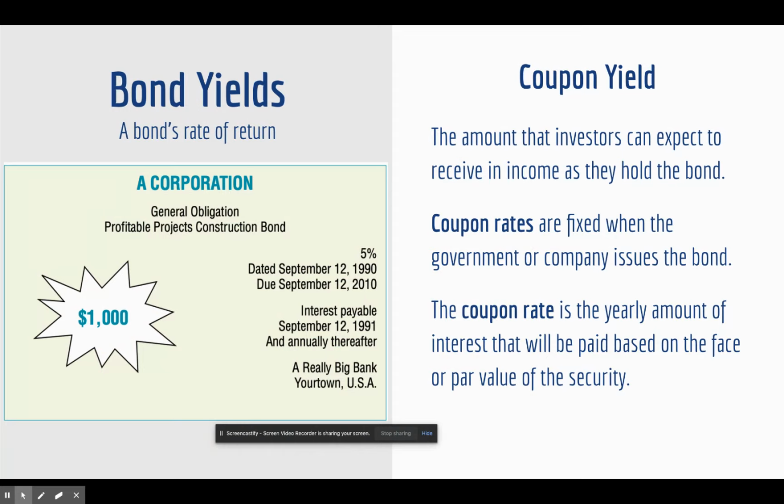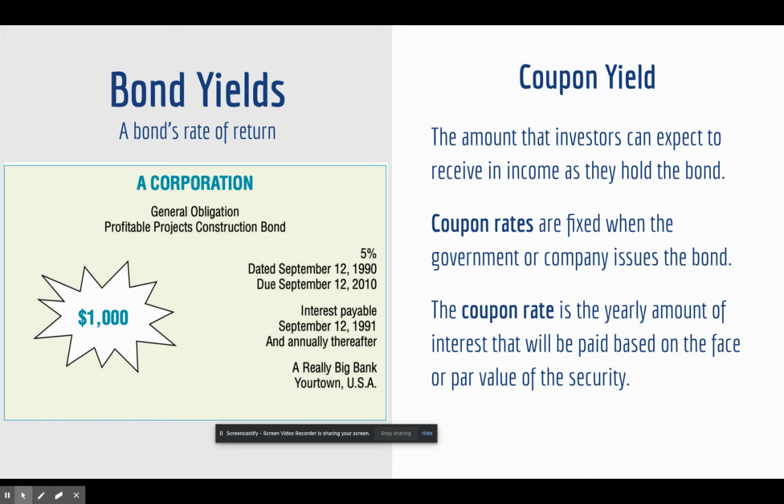Okay, so how are we evaluating bonds as part of an overall investment portfolio? The amount that an investor can expect to receive in income as they hold the bond is referred to as the coupon yield. So when we have an investment that is yielding a return, that means it's giving us something for what we put in. Those coupon rates are fixed when the government or company issues a bond. So in this example, we have a general obligation bond of 5%.